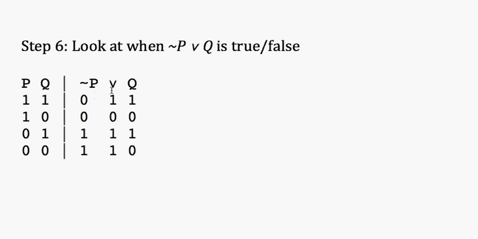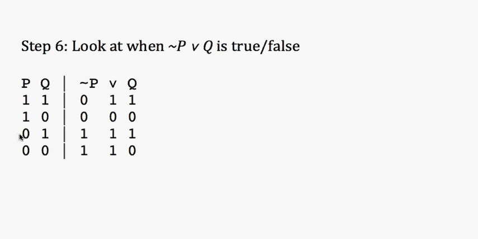Well, you know how the table for or works, or you should. So we just notice that here we've got not P as our first disjunct. So, for example, looking at the first row, P, we're assuming in this case, is true, so not P is false. Q is true. That means we have at least one true part, so we have a true or statement. In other words, when P and Q are both true, not P or Q is also true. When P is true and Q is false, not P is false, Q is false, and so neither part of our or is true. Our or statement is false.